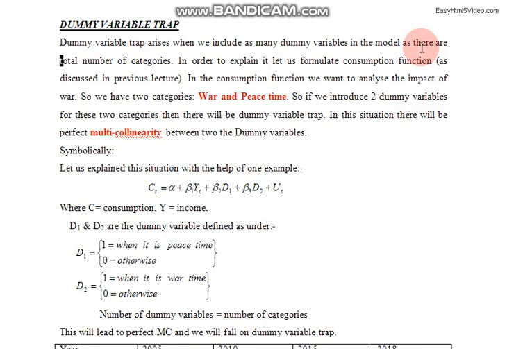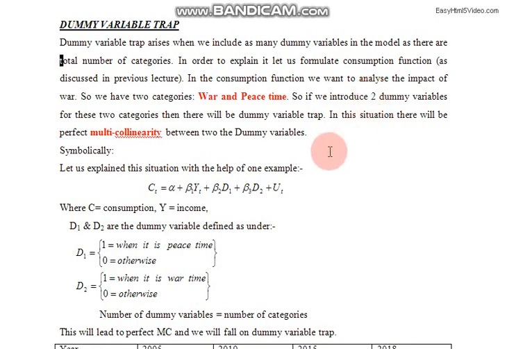This we have already discussed in the previous lecture. In the consumption function, we want to analyze the impact of war on consumption. So we have two categories, war and peacetime. If we introduce two dummy variables for these two categories, then there will be the problem of dummy variable trap. In this situation, there will be perfect multicollinearity between the two dummy variables. Later I will explain how there will be multicollinearity between them.